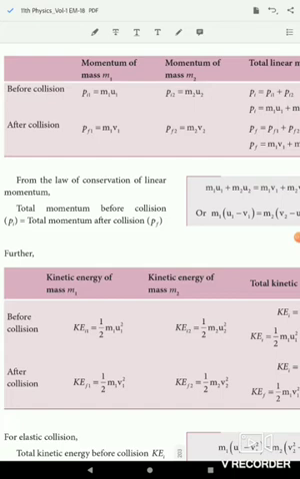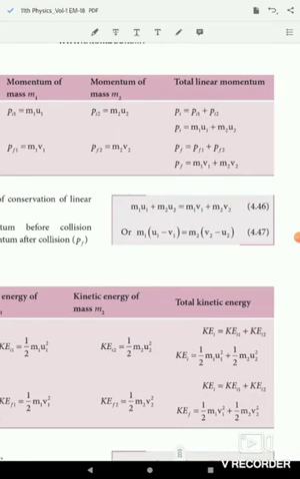The first body before collision is m. Momentum before collision, momentum of the first body is p_i1 equal to m1u1, and after collision of the first body is p_f1 equal to m1v1. The momentum of the second body before collision is p_i2 equal to m2u2, and after collision for the second body is p_f2 equal to m2v2.